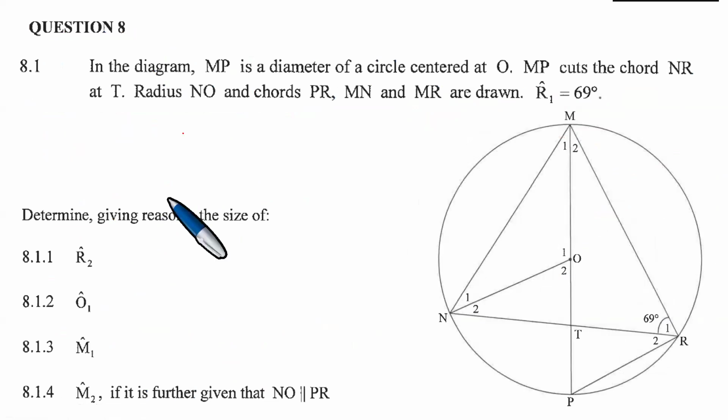And in the diagram, MP is the diameter of a circle centered at O. O is the center. MP cuts the chord PR at T. Radius OR and chords PR, MN, and MR are drawn. The angle R1 is 69 degrees. Determine, giving reasons, the size of the angle R2. What is the size of that angle?